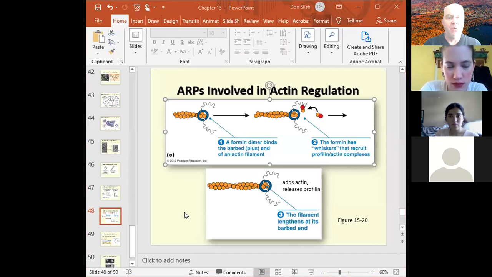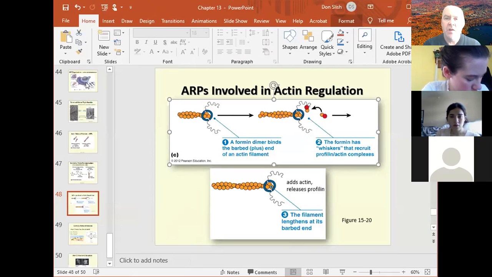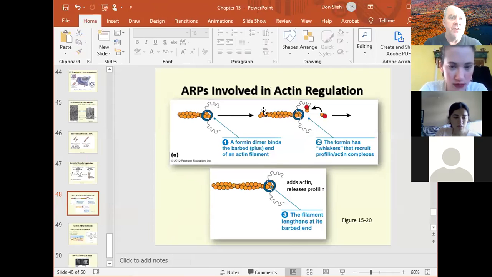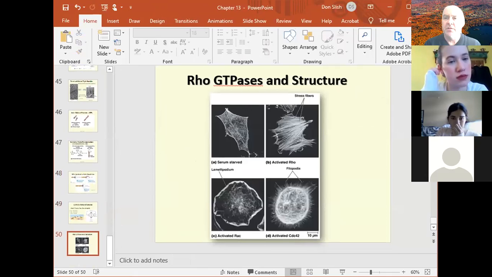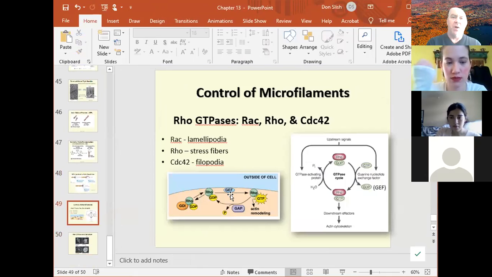Now, the next question is, how is that regulated? Because it's not just happening randomly, right? We're in a cell. We don't mess around when we're in a cell. Everything's controlled. Unlike this class, everything's in control. Okay, and it's controlled by activating G proteins.